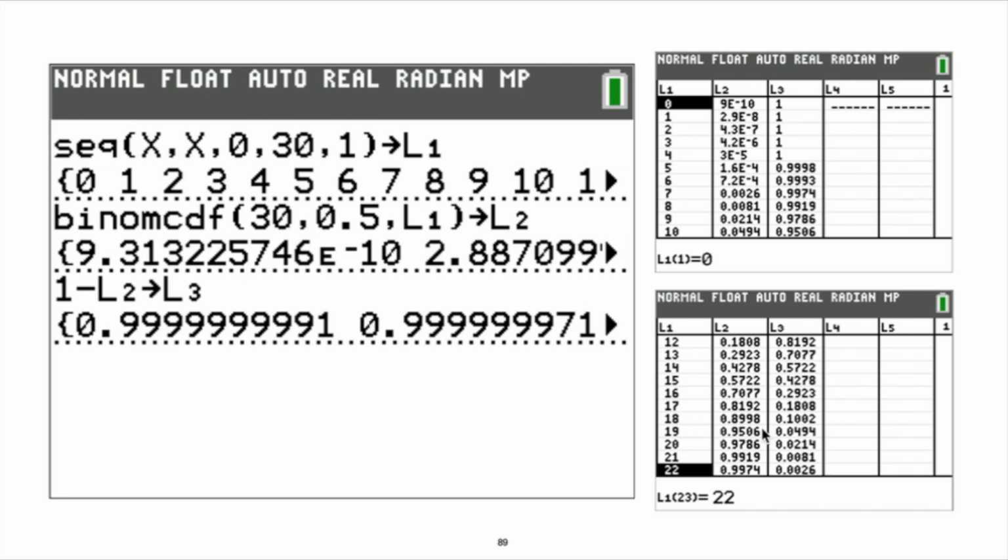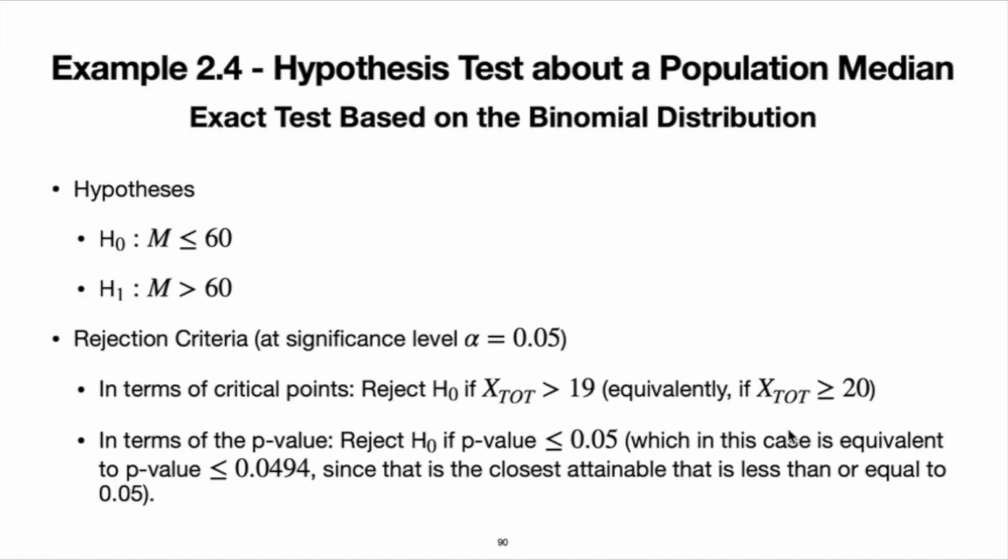All right, and so again, this is the probability that x tot takes on a value greater than 19 if the null hypothesis is true. And so that's where we get this. Now, because of the discreteness of x tot, it is greater than 19 if and only if it's greater than or equal to 20. So we can state the rejection criteria in either of these two ways.